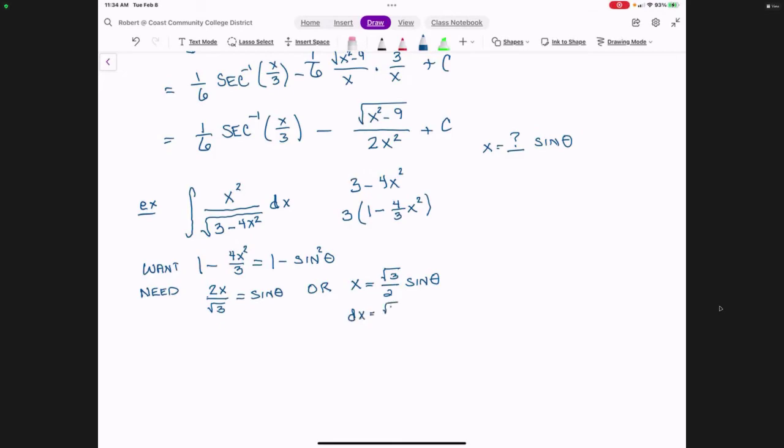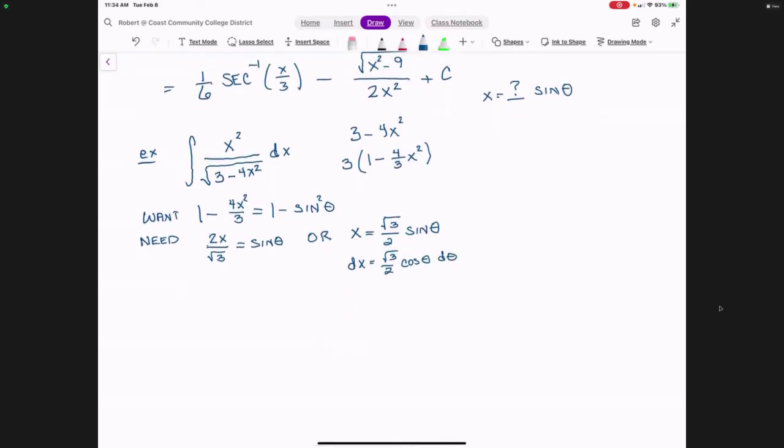dx is going to be radical 3 over 2 cosine theta d theta. This is going to be a mess, so try not to worry about it. It is going to be a mess. So x squared is 3 over 4 sine squared of theta. dx is radical 3 over 2 cosine of theta d theta.